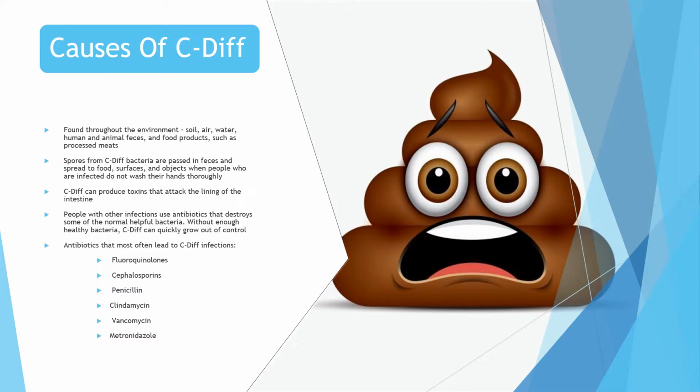C. diff can produce toxins that attack the lining of the intestine. This is what really destroys the healthy microbiota of the human body. People that have other infections will use antibiotics that destroy some of the normal helpful bacteria. So therefore, without enough healthy bacteria in the gut, the C. diff can rapidly grow out of control. This is when it gets very dangerous for people who are infected with the bacterium.